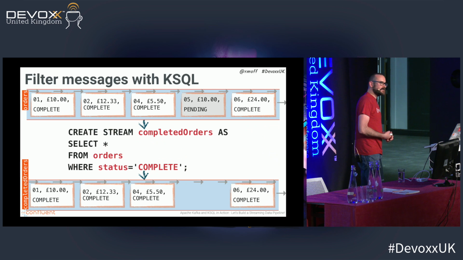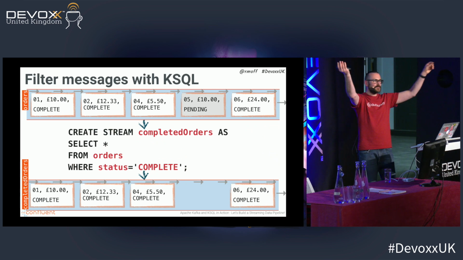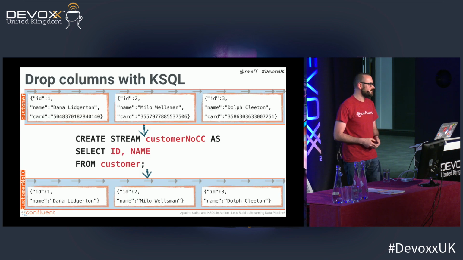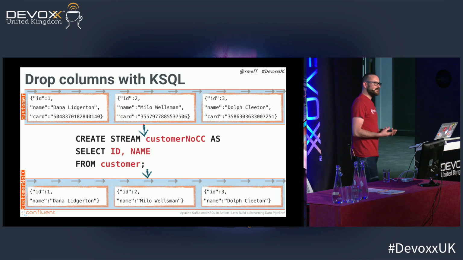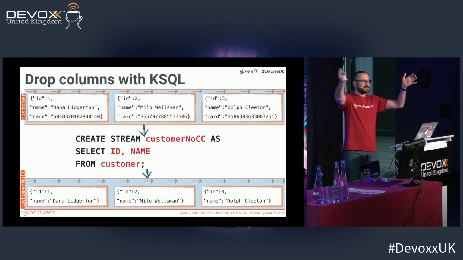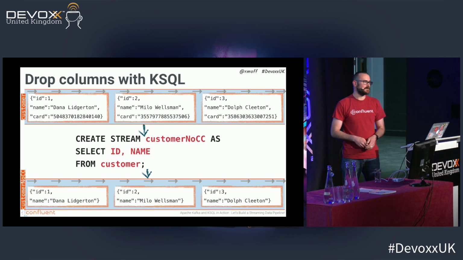It lets you filter messages. We've got a stream of data here, exactly like I showed you. I want to filter out messages that don't match a certain condition, or that do match a certain condition. But I can also change the format and the structure of them. We've got data coming in, we want to drop a bunch of fields, we want to do stuff like that. We can do that, and it's just SQL.